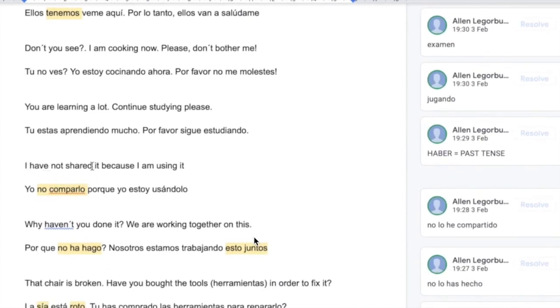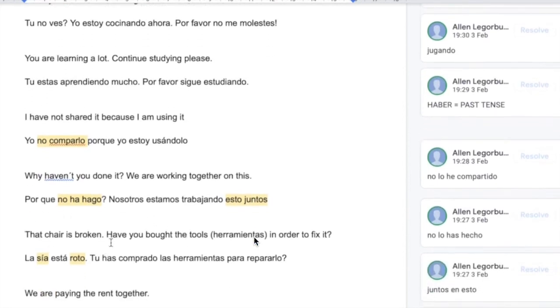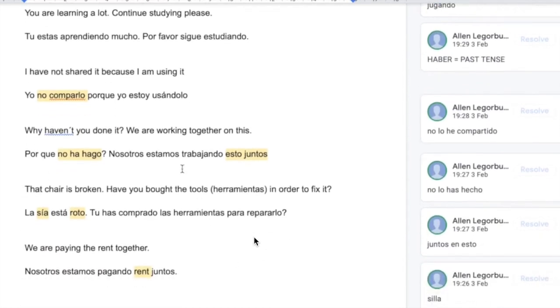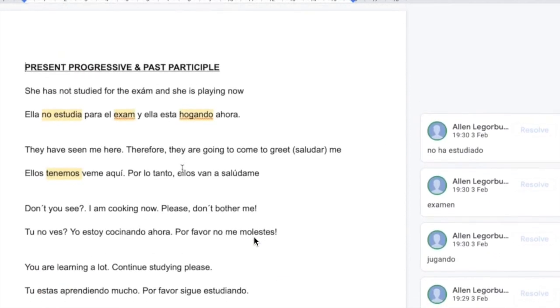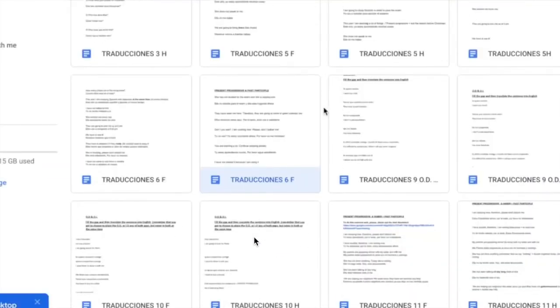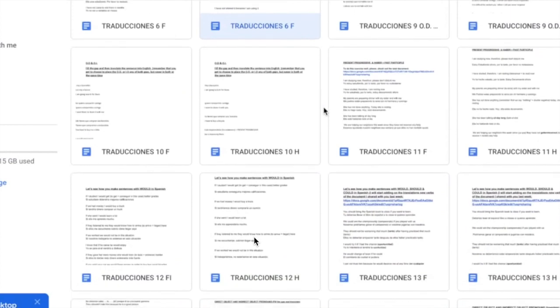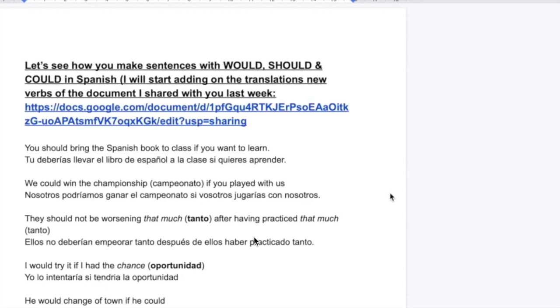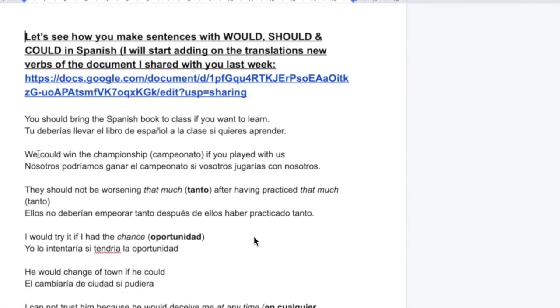Here I'm starting to teach. By this week, this is the 6th homework, traducciones 6, and you're starting to see how they are starting to work with past tenses, as well as with the participle. We are adding more components that would be in the middle of the school year, for example, two months after starting with me. Then we go to more advanced work, could, should, would.